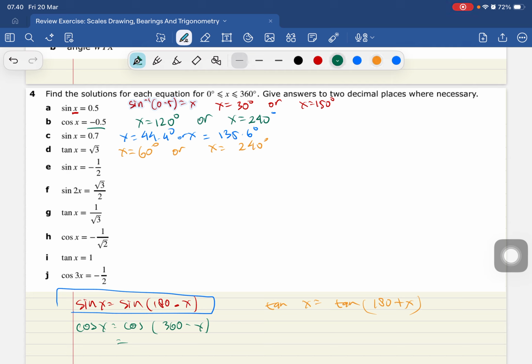Sin x is negative, negative 1 over 2. So for the first x, we got 210 degrees, as this is negative. So next is 290 degrees. So for the sin, as this is negative, we just remember quadrant 3 and then quadrant 4, as the value is going to be negative.